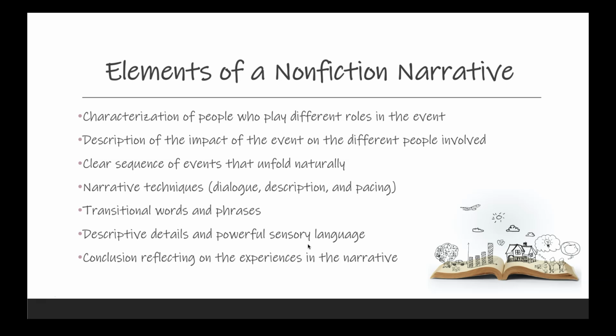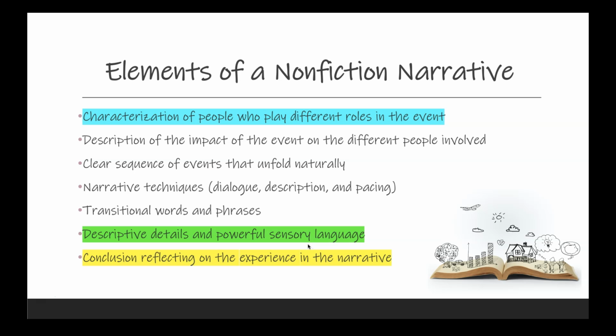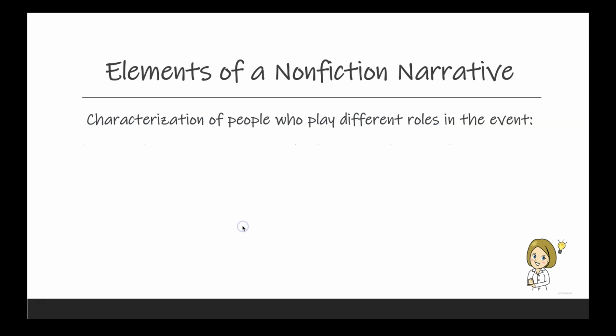So, 7 different elements. But again, we are only focusing on 3. And those are the characterization of people who play different roles in the event, descriptive details and powerful sensory language, and then a conclusion that reflects on the experience in the narrative. So, first up. Characterization of people who play different roles in the event.